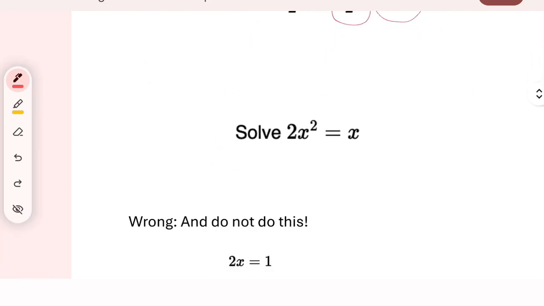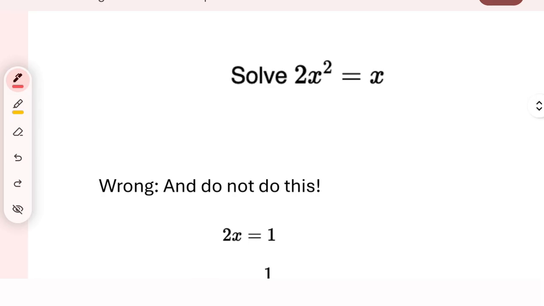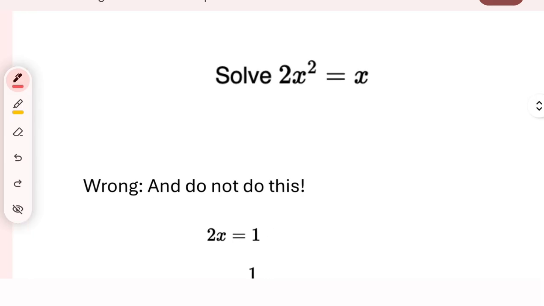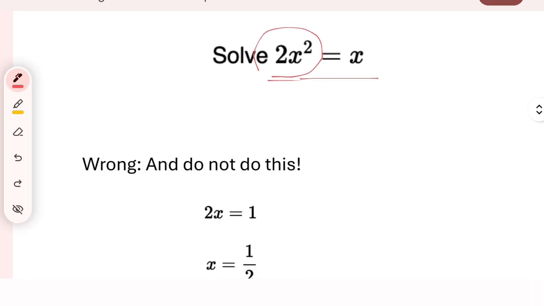And let's have another common problem. Here we have solve 2x squared equal to x. And here's the wrong answer. How would you solve 2x squared is equal to x? And this one, please do not do this.